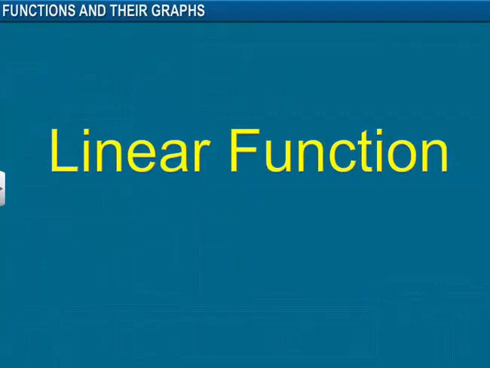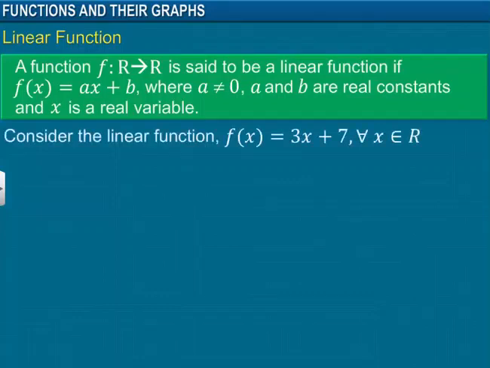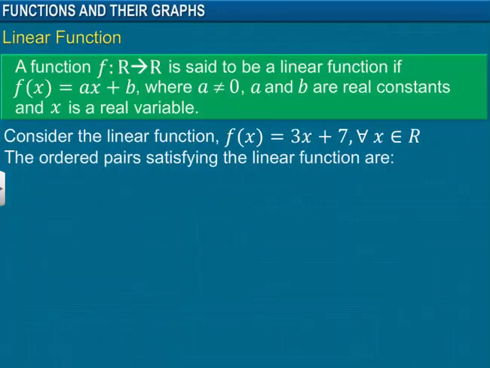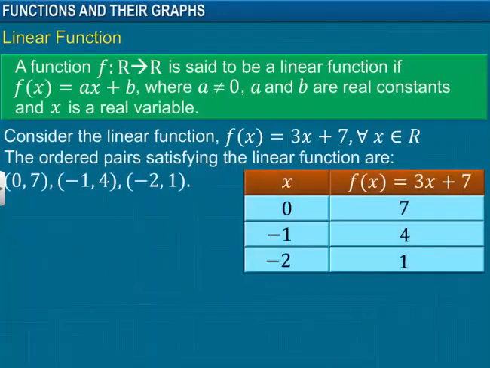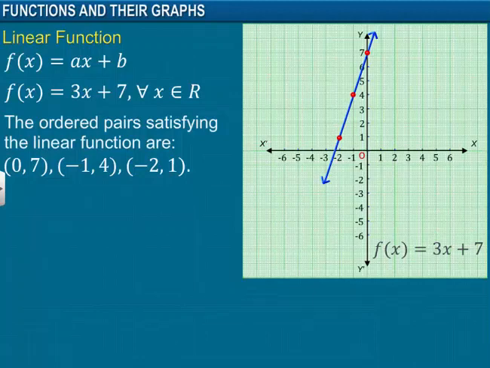Now, let's see how the graph of a linear function looks like. A function f from R to R is said to be a linear function if f of x is equal to ax plus b, where a is not equal to 0, a and b are real constants, and x is a real variable. Consider the linear function f of x is equal to 3x plus 7 for all x belonging to the set of real numbers. Some ordered pairs satisfying the linear function are listed. On plotting these points on the Cartesian plane and then joining them, we get the graph of the linear function f of x is equal to 3x plus 7 for all x belonging to R as shown.